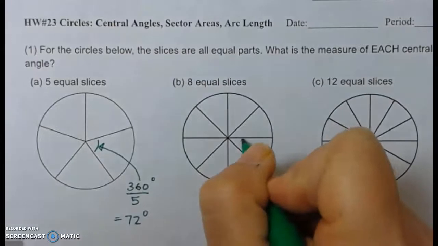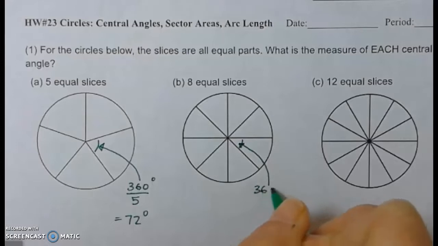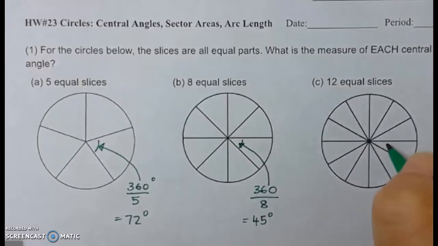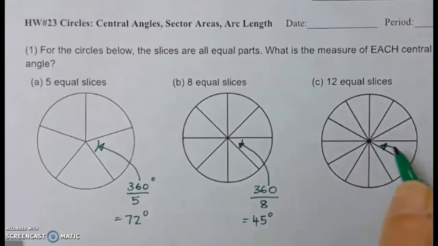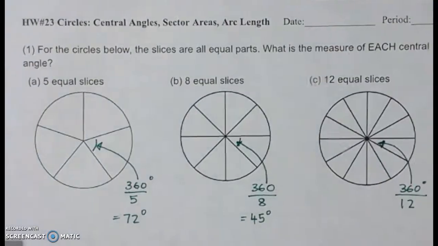What about this? This angle measure here is going to be 360 degrees divided by 8. And if I divide 360 by 8, I get 45 degrees. And what about this angle? Okay, so I can do this visually, or I can do it algebraically. So 360 degrees divided by 12 slices is going to be 30 degrees. Or I can see that this is a right angle and divide it into 3 parts. It's also going to be 30 degrees.